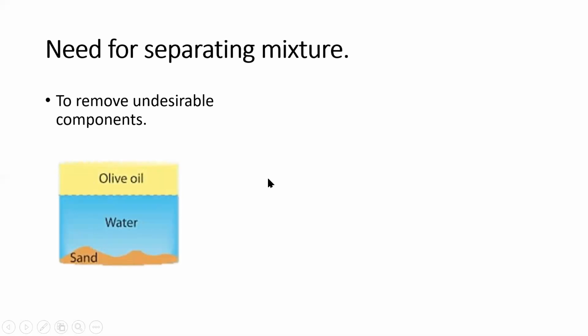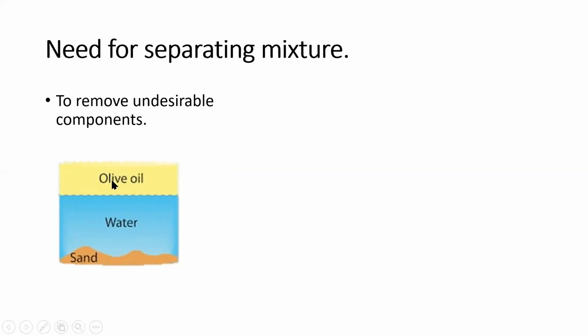Okay. Now let's try to understand, why do we need these different methods of separating mixtures? Why do we need to separate the mixtures? There are two aspects. The first aspect is that sometimes we may need to remove the undesirable components of the mixtures. Okay, let's consider one example. Suppose sand particles have got mixed into water and we want only water separately. We want to discard this sand. So in this example, we are supposed to separate this mixture, right?